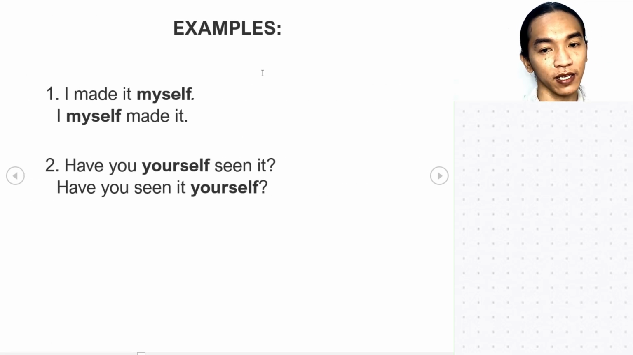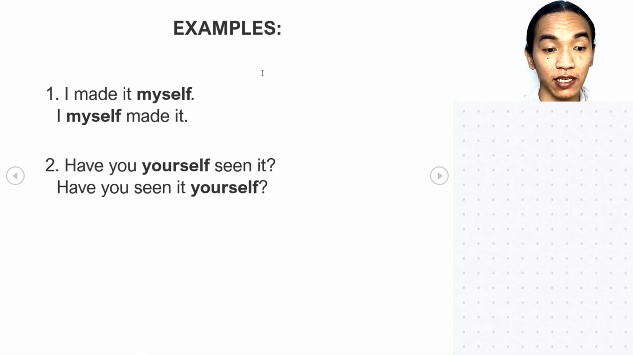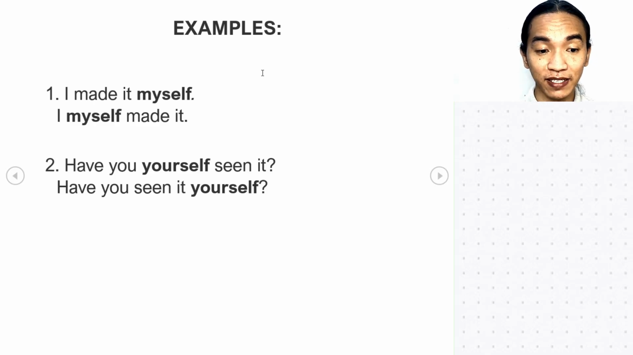For example, I made it myself. This is a reflexive pronoun. Now look at the sentence: I myself made it. You are emphasizing that it's you who made it. If I remove myself, the sentence will still make sense. Have you yourself seen it? Intensive. Have you seen it yourself?